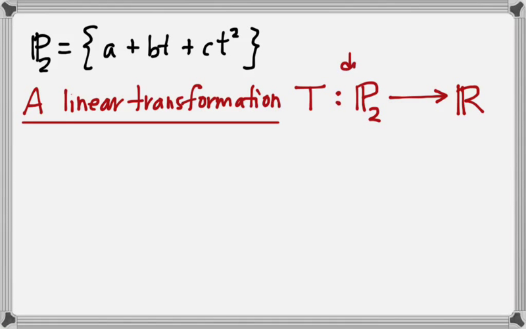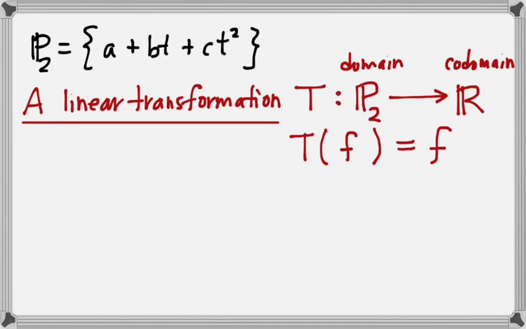So the domain of this transformation is the set of polynomials of degree maximum 2, and the codomain, what this transformation is going to produce, is a real number. And here's how I'm going to define this transformation. I'm going to take a polynomial from P2, and I'm just going to evaluate that polynomial at 0.